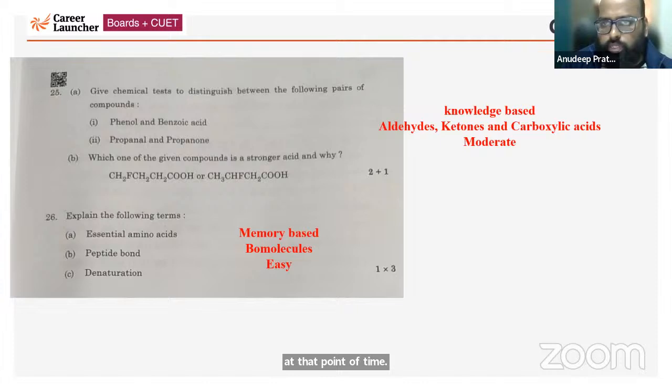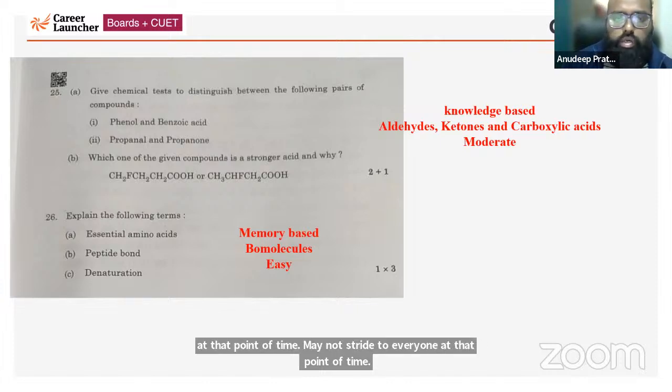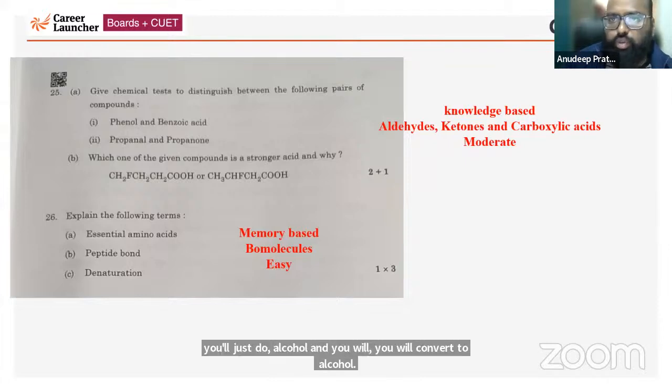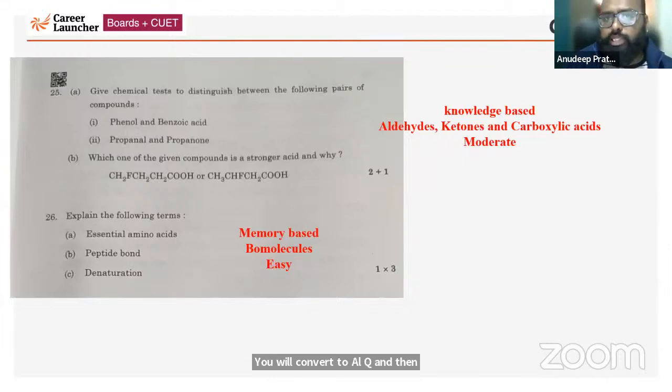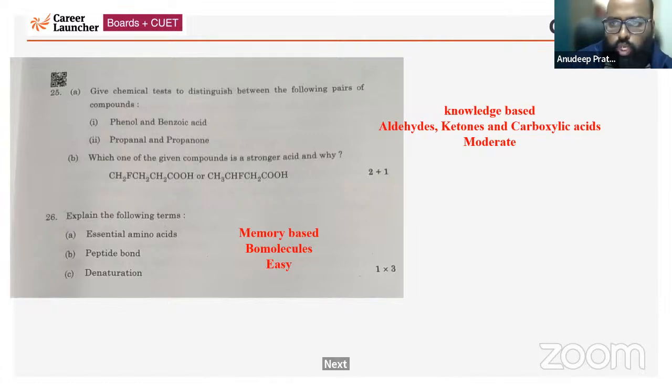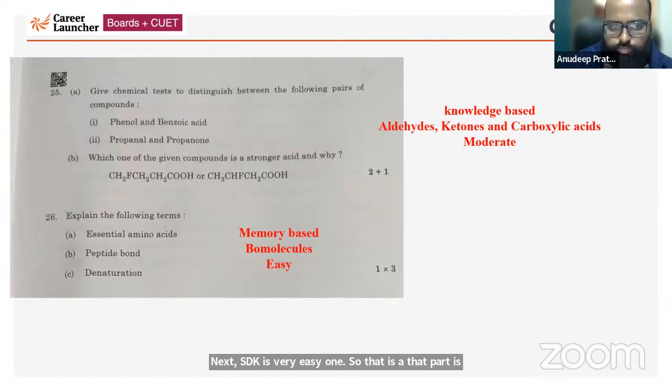Propanol to propanone is easy. You will convert the alcohol to alkene, then you will convert it to secondary alcohol, then you will oxidize. So that part is comparatively easy compared to the first one. Next, the acidic part is a very easy one. That part is very easy, but overall I'll say that question is a moderate question.